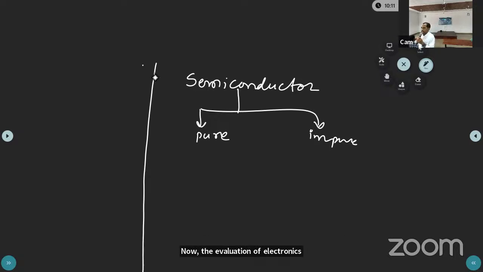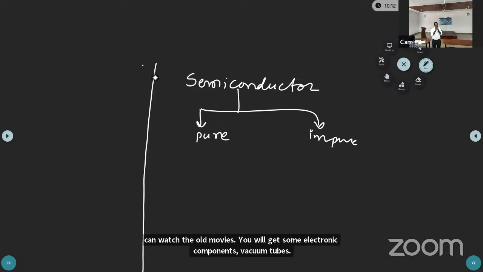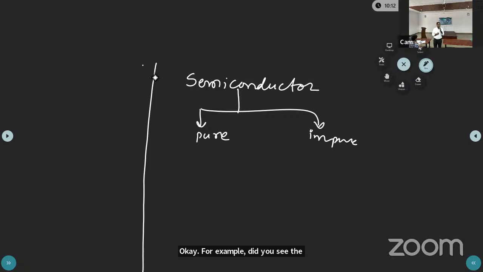Evolution of electronics. See, in the olden days, there were no semiconductor devices. There were only vacuum tubes. You can watch the old movies and you will see some electronic components, vacuum tubes. For example, did you see the PN junction diode anyone in the laboratory? That is a small size. Now you can take the 19th century, one vacuum tube. The size of one vacuum tube is this much.